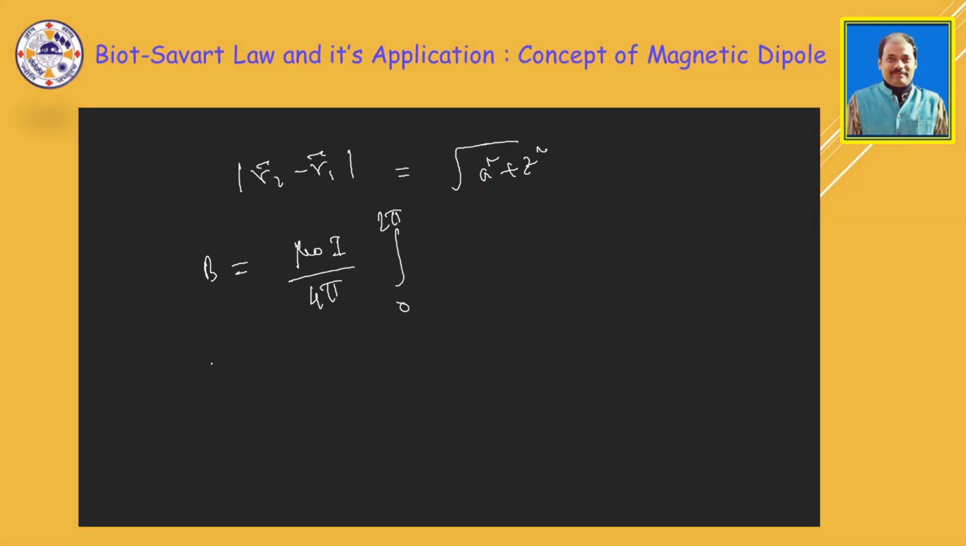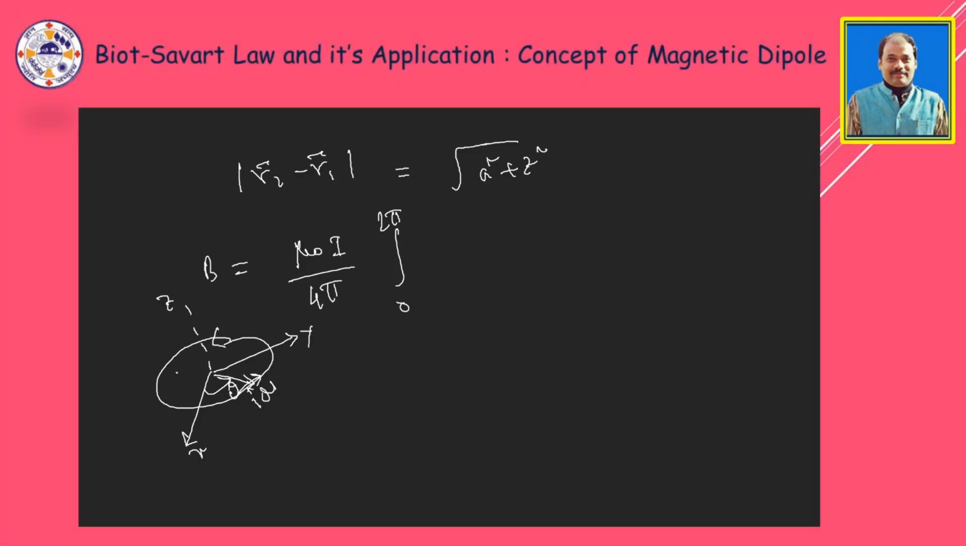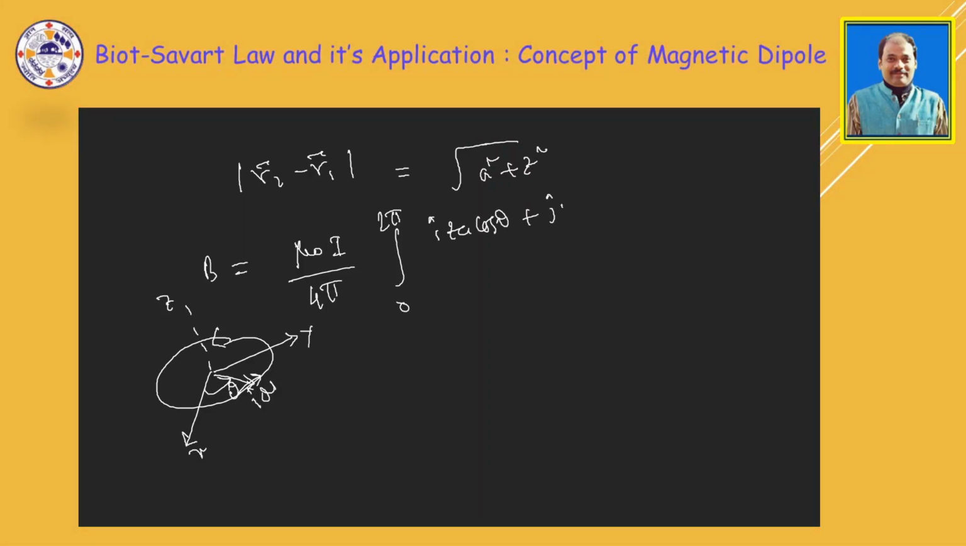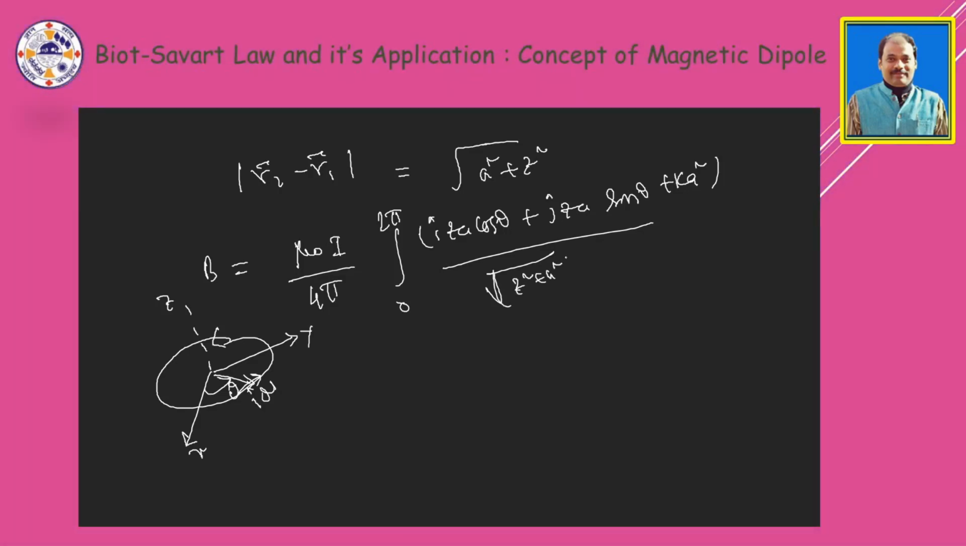Now, to complete the circle, I have to move. You can remember that we have found this figure, this was the x-axis, this was the y-axis, and this is the z-axis. This angle is theta. So to complete the circle, to complete the loop, we have to move theta from 0 to 2 pi. So I had z a cos theta i hat plus z a sin theta j hat plus a square k hat, divided by root over z square plus a square, the whole to the power 3 by 2, into d theta.